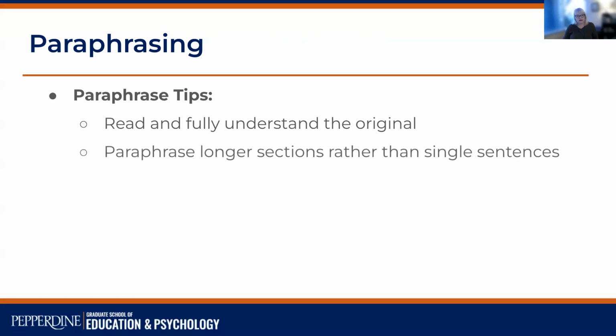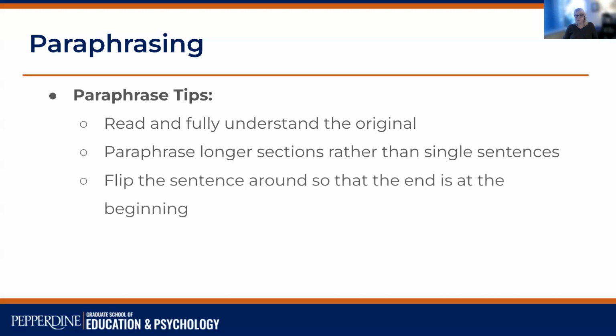Another suggestion that can help you avoid plagiarism or text that is too similar to the original is to paraphrase longer sections like a paragraph instead of a single sentence. And if you're trying to do that one-to-one, creating synonyms, that can create something called patch writing, where it's really too similar to the original. So instead, if you can paraphrase longer sections, that often will help you avoid that problem.